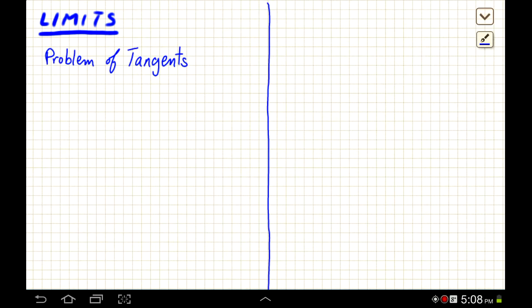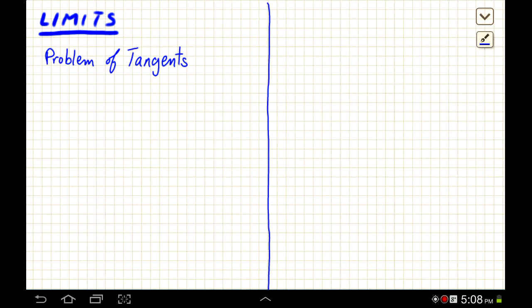Now, limits go a really long way. In fact, it's the fundamental building block of calculus. So it is our hope that you would have a very strong foundation right off the bat. Okay, so to come into the topic on limits, let us first consider the problem of tangents.